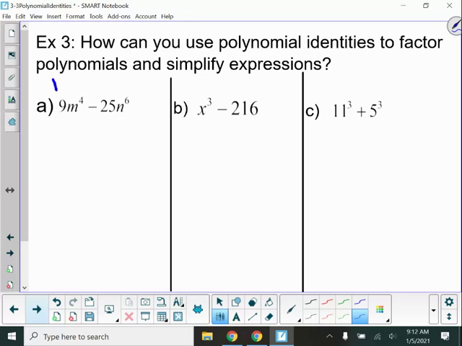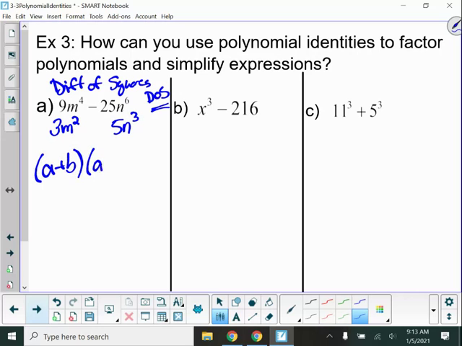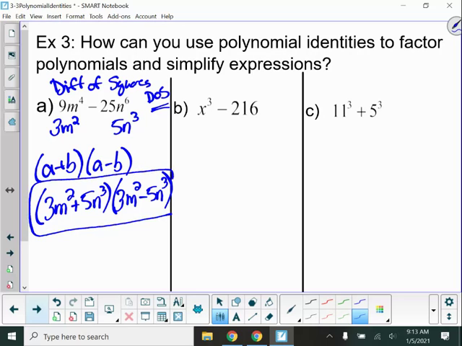So this is a difference of squares, which I'm going to refer to as DOS. So if you see the DOS shorthand, you'll know what that means. The square root of the first term is 3m squared. The square root of the second term is 5n to the third. Remember, the formula is a plus b, a minus b. So that's going to be 3m squared plus 5n cubed, and then 3m squared minus 5n cubed will be my factorization.